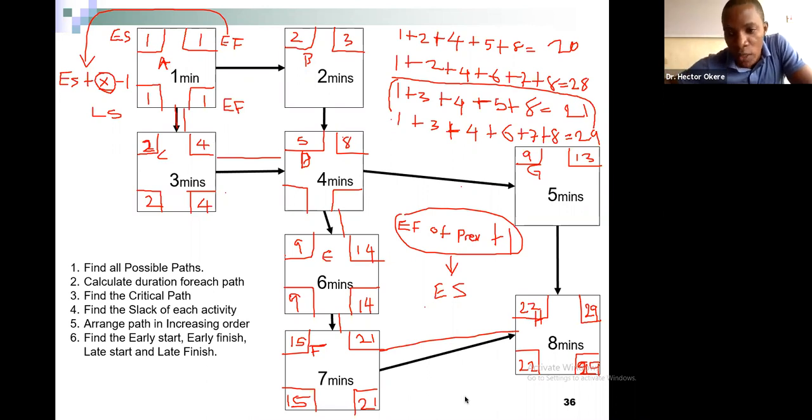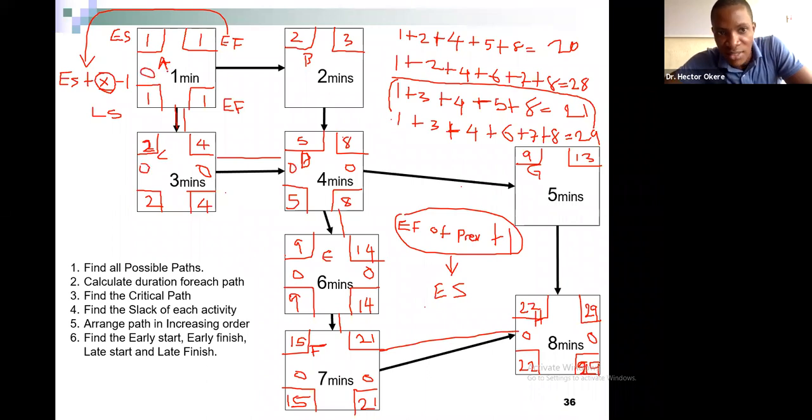Now, let me show you what I mean. The slack time for here, 29 minus 29, 0. 22 minus 22, 0. 21 minus 21, 0. 15 minus 15, 0. 0, 0, 0, 5, 8. 0, 0, 0, 0. This is the slack time. On the critical path, it is 0. Okay? Do you understand it so far?